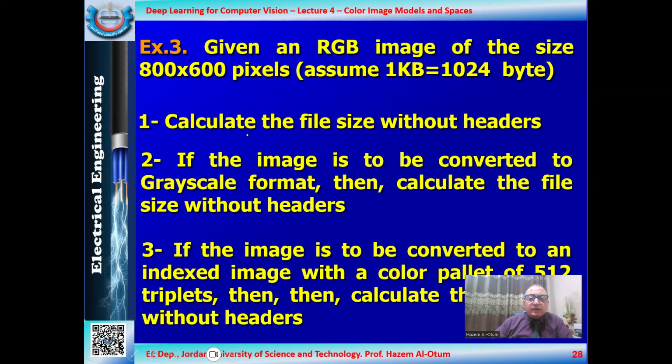Now, what is required here is to calculate the file size without header. Why without it? What is the header? The header is where we have some information about the file. This will be discussed in the next lecture. And in the header, you can put the palette or the table that we have just mentioned before. Now, if the image is to be converted to grayscale format, then calculate the file size, of course again without the header. Any file format, like BMP, PNG, all these formats have headers. But this header is very small, a few bits or maybe a few hundreds of bits.